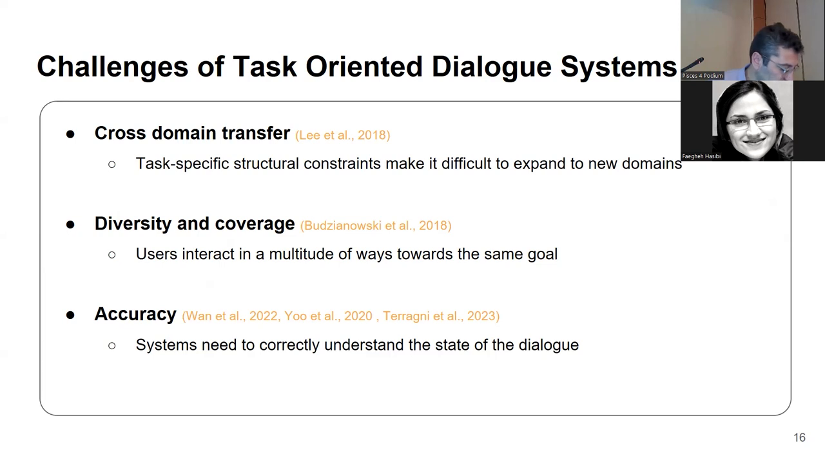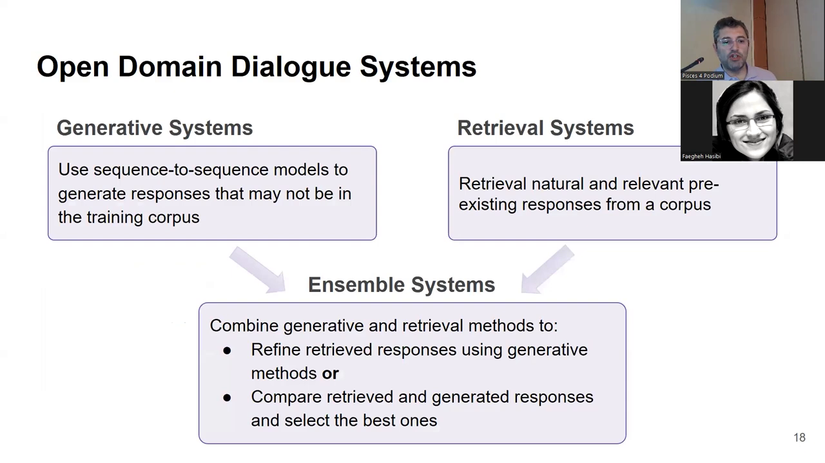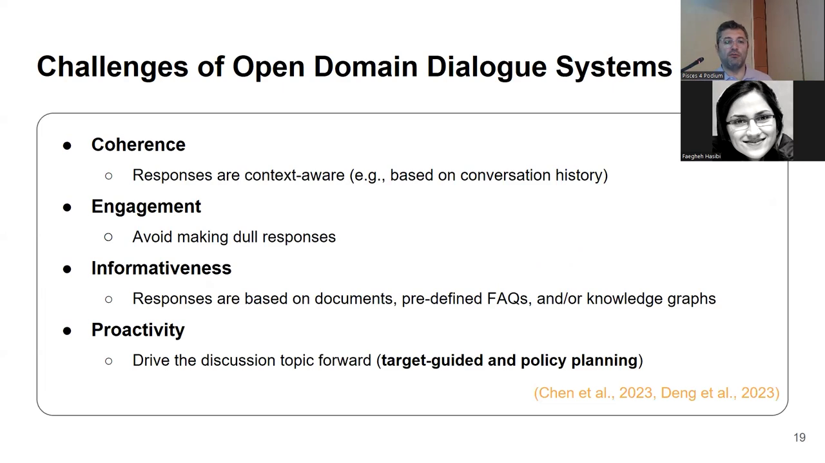Right, so then let me jump to the open domain. Open domain systems, as we discussed already, are systems that are more of a social chat. So here the challenge is being coherent, right? When you have a social chat, you want coherence in the dialogue, but you also want to remain engaged with the user, to be informative and also proactive, right? It's a social bot that needs to be discussing with the user.